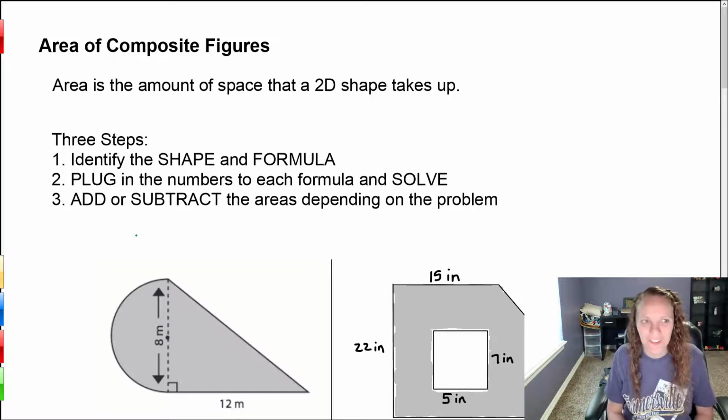Hey guys, today we're going to look at area of composite figures. Area is the amount of space that a 2D shape takes up. A composite figure is just a bunch of different shapes pushed together to make one big picture, and then we're going to find the area of that.